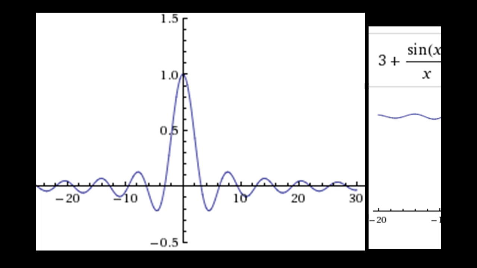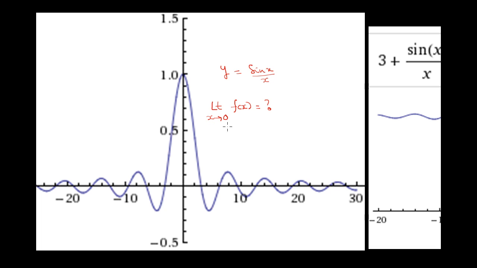What is shown in this graph is y equal to sine x by x. Now what is limit x tends to 0 f of x? We have to find this.